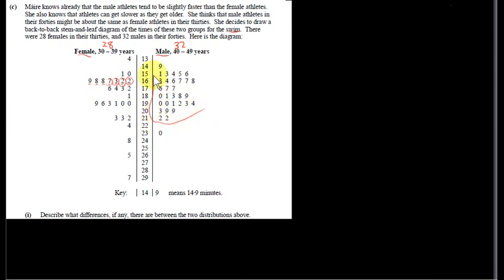But you can see that these values here are more or less directly across from nearly all the female values. So this stem and leaf diagram is roughly symmetrical. Okay, there are a few athletes that took longer than everybody else. There are actually 3 female athletes that took longer than everyone else, but that's only 3 of them.